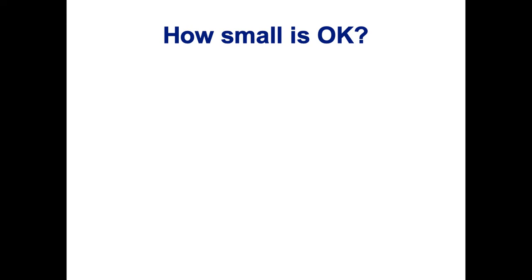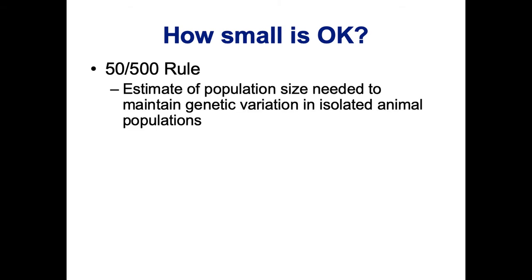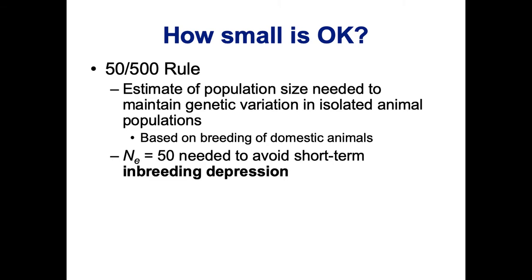The next question is, how small of a population is okay? We went out, we did a survey. We're a little concerned. There's a certain number of individuals, but is that okay? Do we need to do something? So some conservation biologists came up with the 5,500 rule, and it estimates the population size needed to maintain genetic variation in isolated animal populations. And it's based on the breeding of domestic animals, not wild animals. But we can at least make some basic guidelines. These are not perfect, but it's a good rule of thumb.